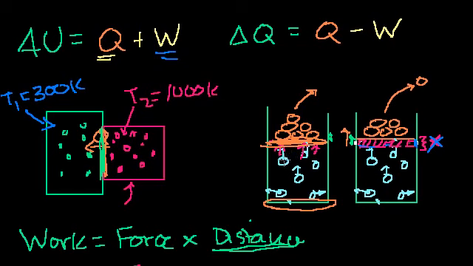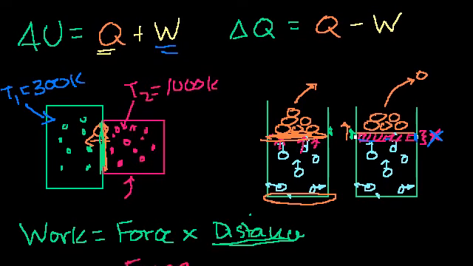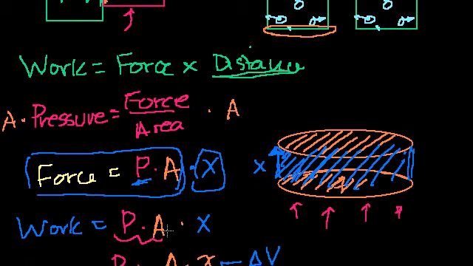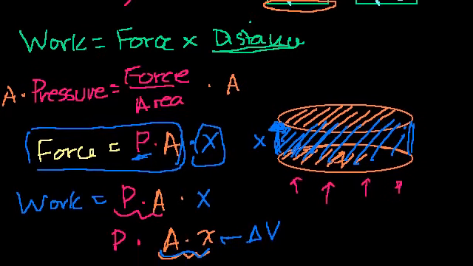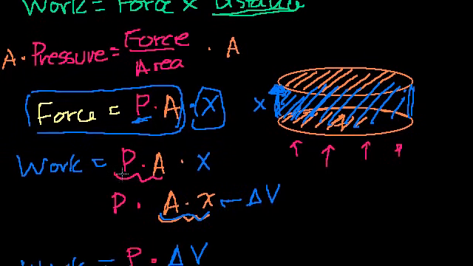We figured out that that force, since pressure is force per area, is just pressure times the area of our piston, and that gave us the amount of force we're applying. Then we multiply that by the distance that we push the piston up, and we get the amount of work it did by expansion, the expansion work. We could have rewritten that as pressure times the area times the distance. And the area times the distance is the change in volume.